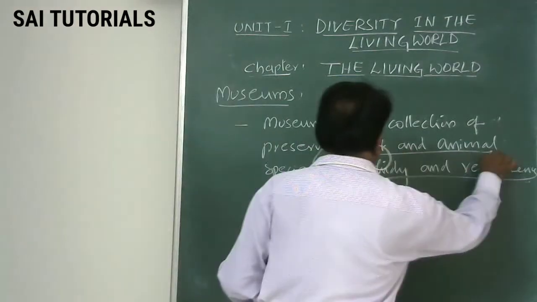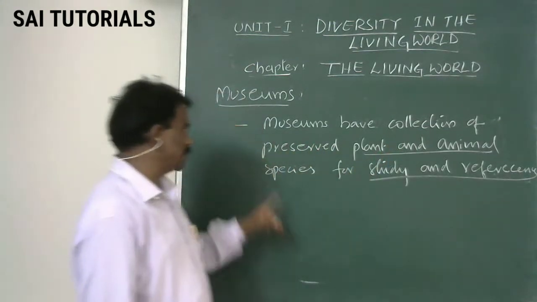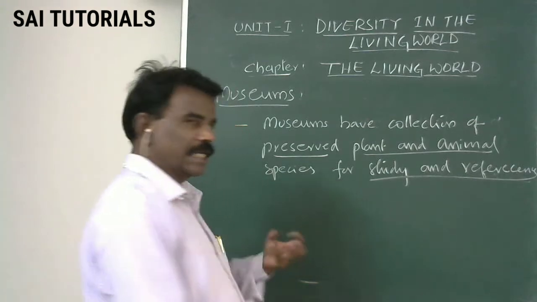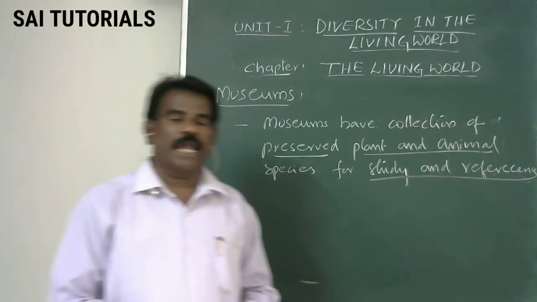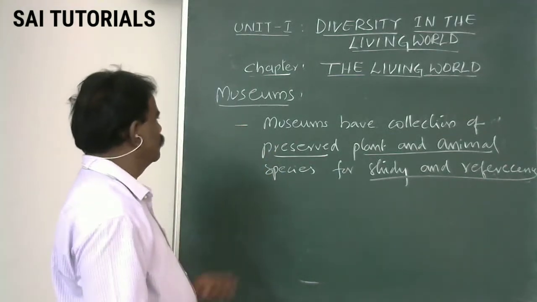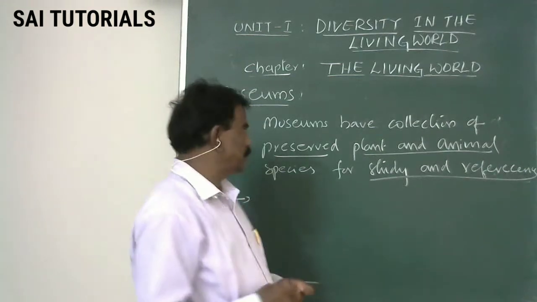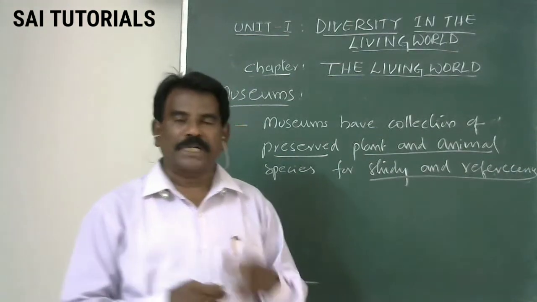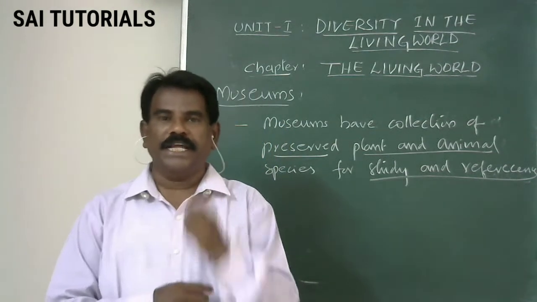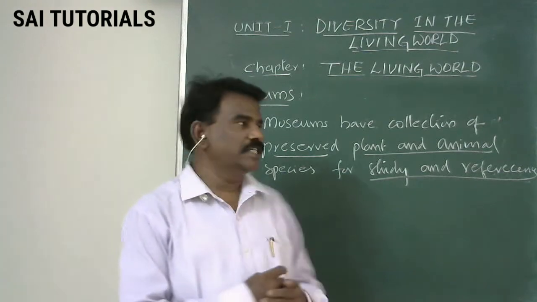What type of species are there? Museums contain plant and animal species. They are in the form of preserved forms. And after death, we can collect the specimen, we can collect the plant species with filing and pins. Okay, so that is museums. Generally, in museums, these plant species and animal species are preserved in a special jar or container which contains a preservative. Generally, that preservative used is formalin.